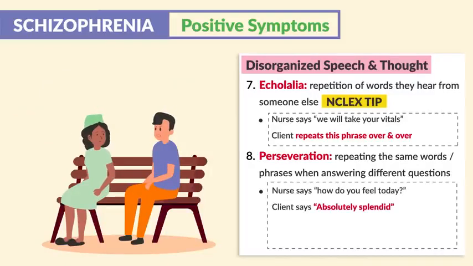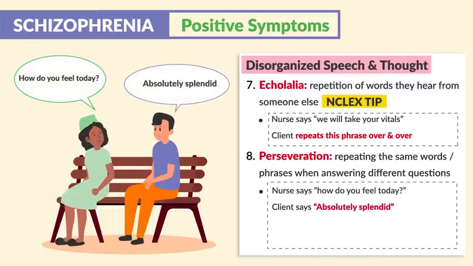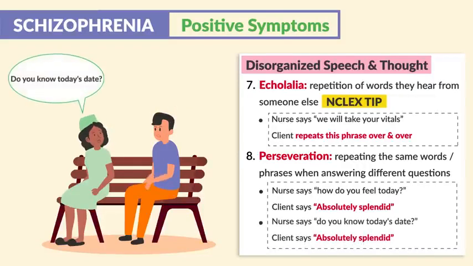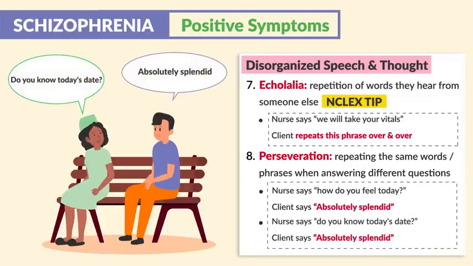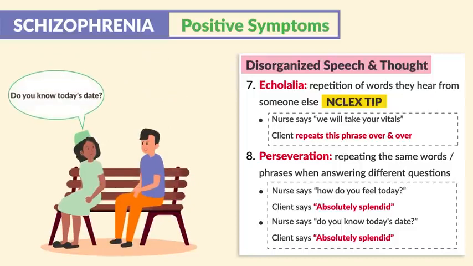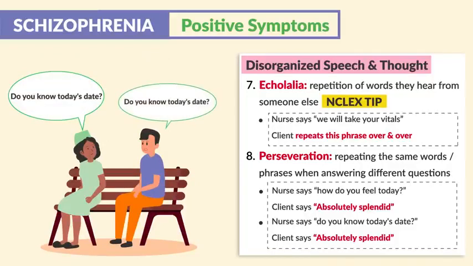So the nurse says, how do you feel today? And the client says, absolutely splendid. And the nurse says, do you know today's date? And the client says again, absolutely splendid. So it's pretty different than echolalia in that the client is using their own word over and over again, and they're not echoing someone else's phrase.